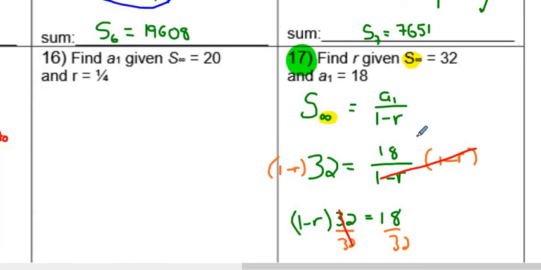Well, hope this was helpful, and work hard. It seems like a lot, but it's just, again, write the formula down. It's not so bad.